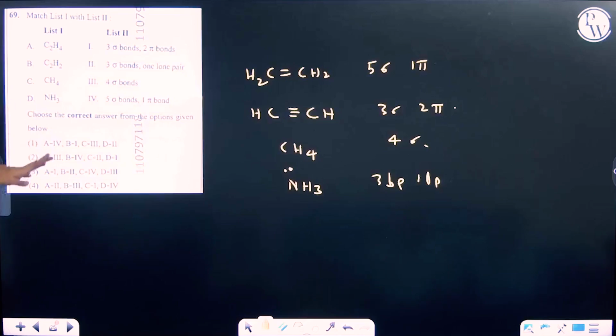With the first option itself, A gives 5 sigma bonds and 1 pi bond. If you match it, there is no option which will match like that. So this is the way of saving time, right?